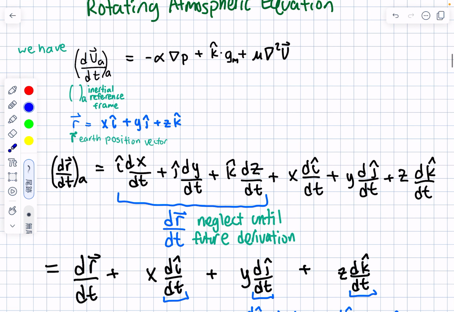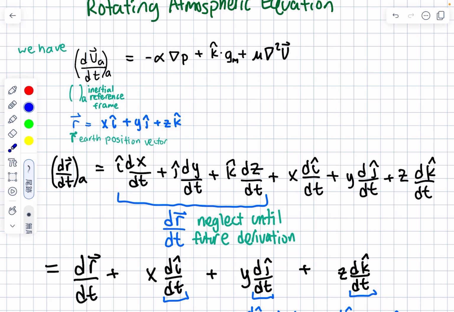So we want to figure out the terms, basically how can we write the inertial reference frame of the velocity in terms of the non-inertial reference frame. To start, we define the position vector, which is x in the x direction plus y in the y direction plus z in the z direction. So it's a vector of basically x, y, z. It tells you where you are positioned at a single time, or where the air particle is positioned at a single time.